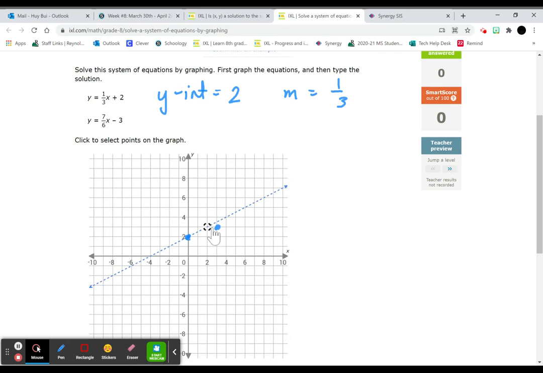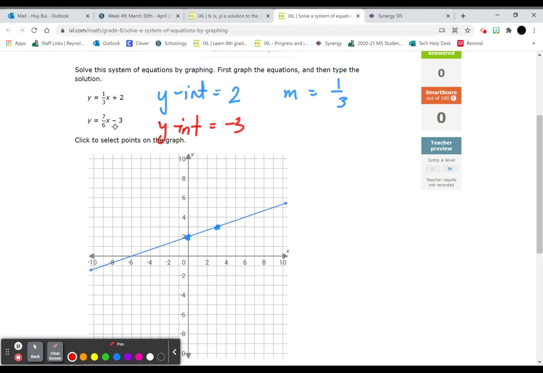Let's put our points down there. There we go. And now our second line, let's do this here. Your y-intercept equals a -3, because we see that negative sign in front of it. And now your slope for this line is 7/6. All right, so let's go down to -3 here.